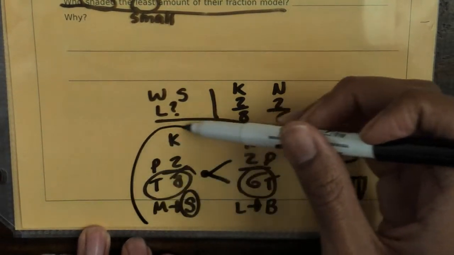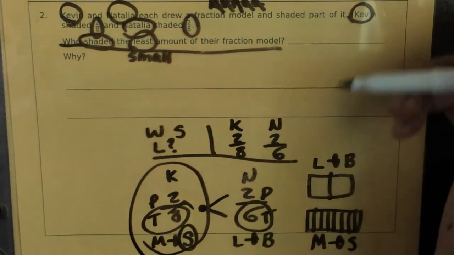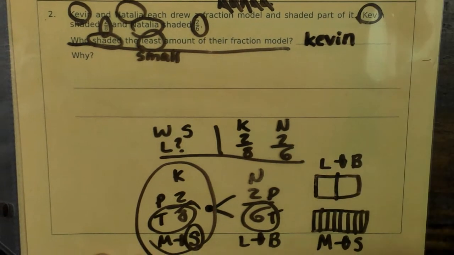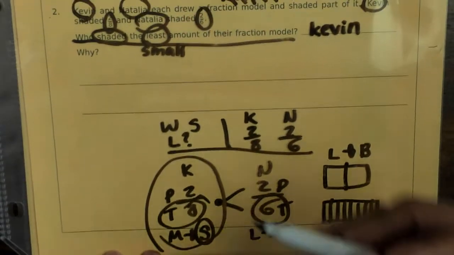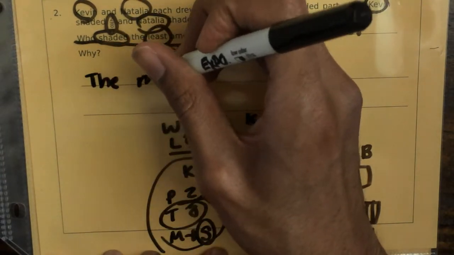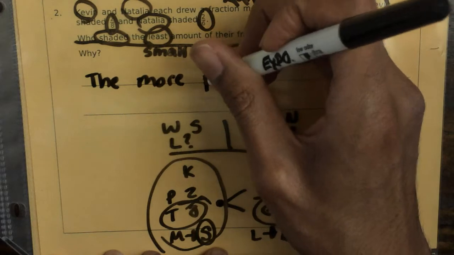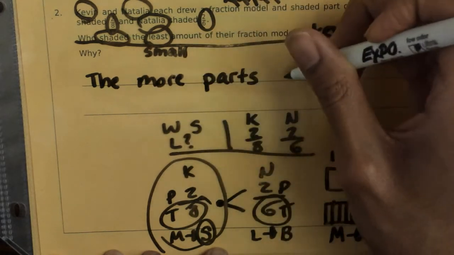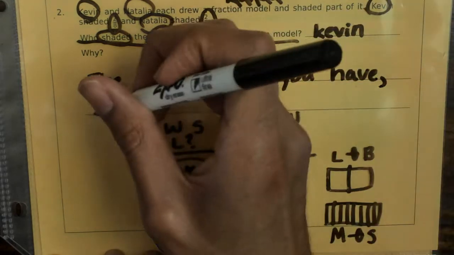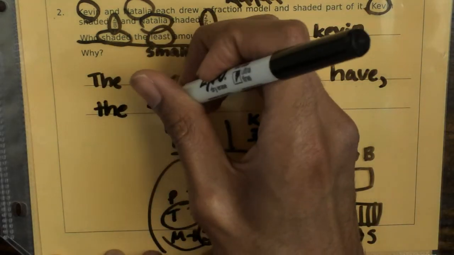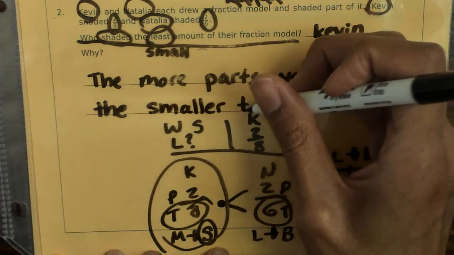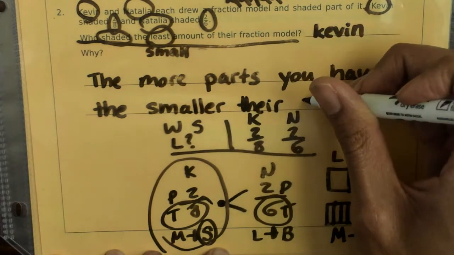So let's see who shaded the least. That was Kevin. The person that shaded the least was Kevin, because the more parts you have, the smaller their size.